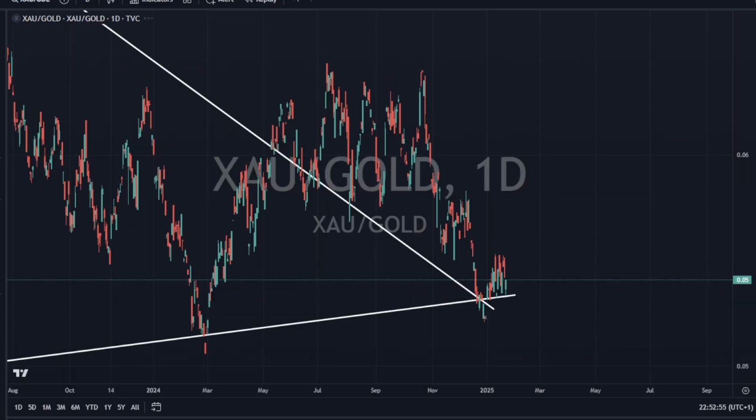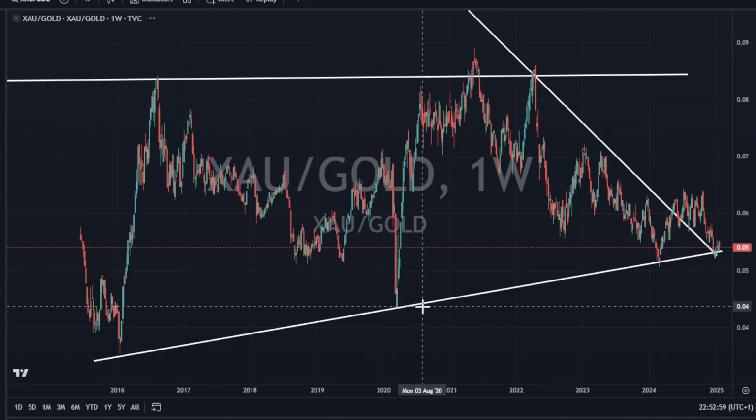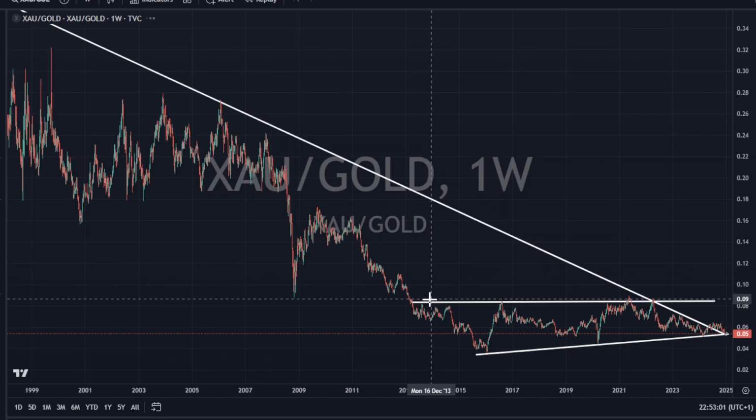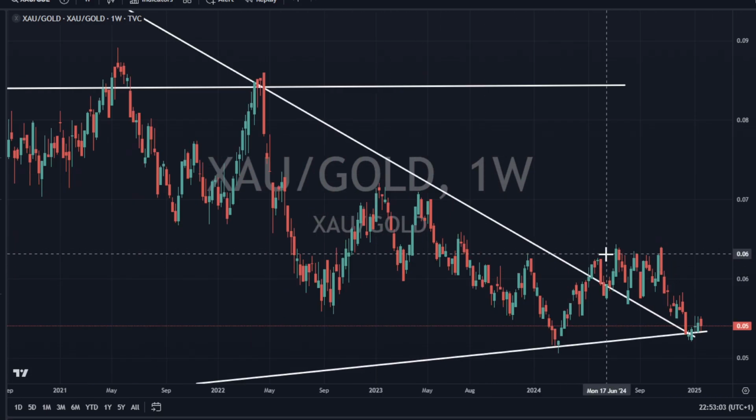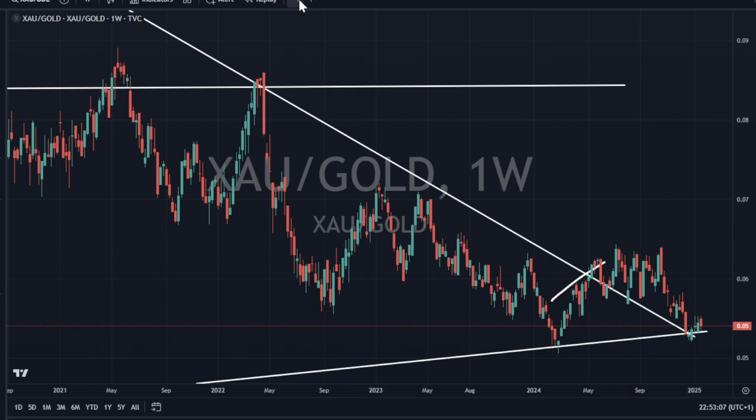Looking at XAU to gold ratio, we're back to really ridiculous levels. Still very cheap. Nothing really new has gone on here. We've broken out of that trend line there, and we're doing a retest right on a bunch of support.